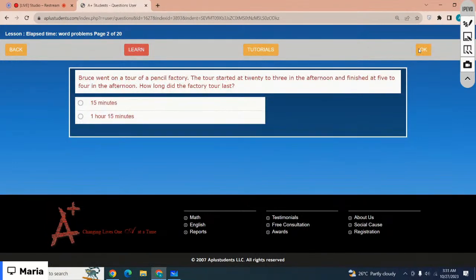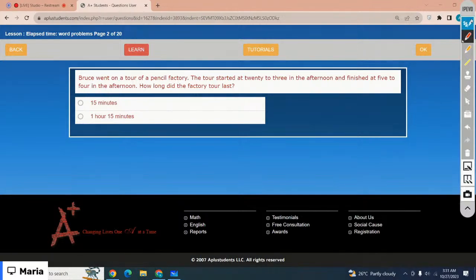Okay, Bruce went on a tour of a pencil factory. The tour started at 20 to 3 in the afternoon and finished at 5 to 4 in the afternoon. How long did the factory tour last? Which is the correct option?